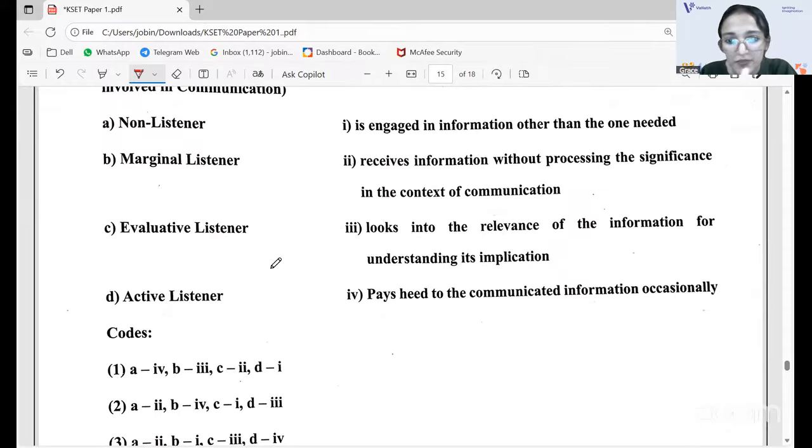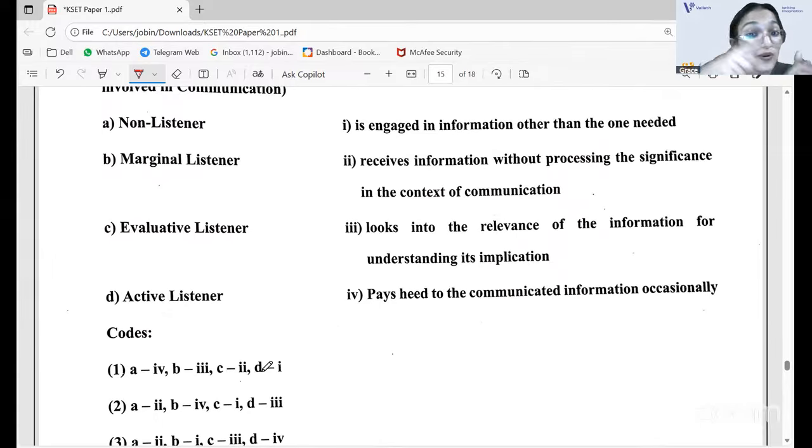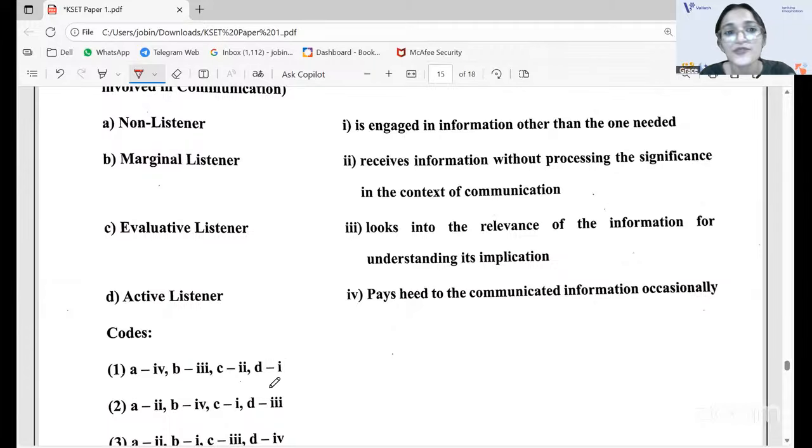For example, D, you can go with option 3: an active listener looks into the relevance of the information for understanding its implication. So you can go with D3, and for D3 you have an option right in your choice, that is 2 and 4. Now C you can easily associate with option 1. It is engaged in information other than the one needed. So in this combination you have only one option, option 2. So that is the right answer.